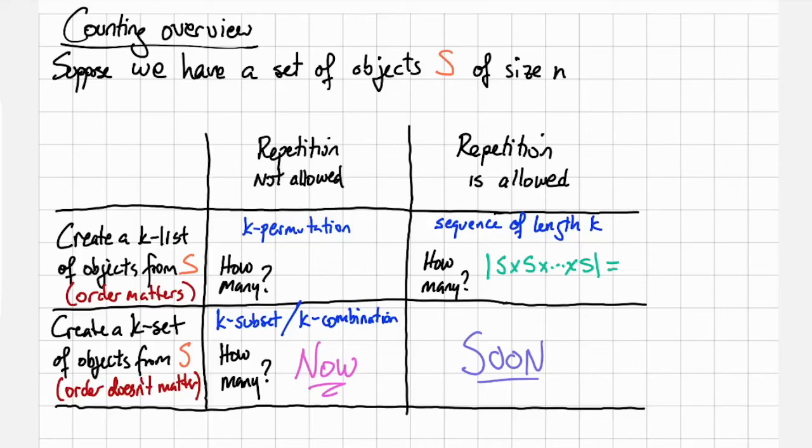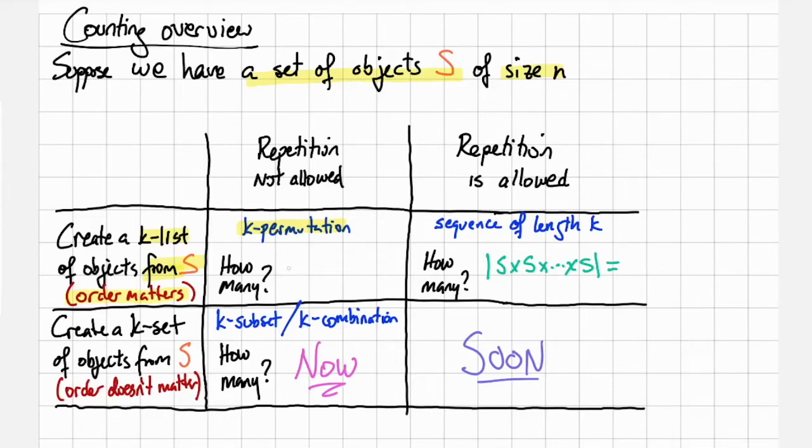Hello and welcome back. Let's start off with an overview of what we've seen so far. We're starting out with a set of objects, S, of size n. Last time, we talked about k permutations. We can think of k permutations as lists with k objects, where each of the objects comes from S. And we're dealing with lists, so order matters. It matters what comes first, what comes second, what comes third, etc.